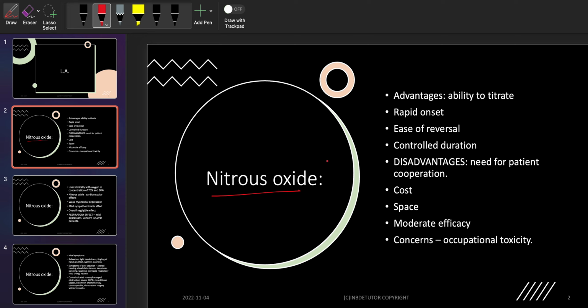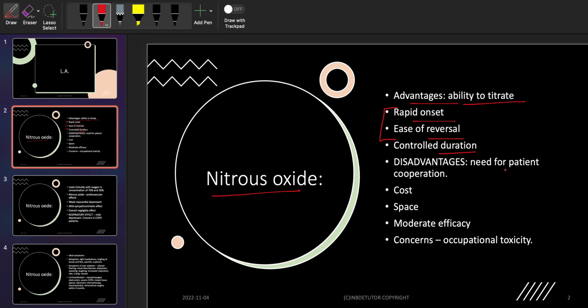Now, why does it have a rapid onset and an ease of reversal? Because nitrous oxide blood gas ratio is only 0.5. So if the blood gas ratio is low, which is 0.5 for nitrous oxide, any LA that has a low blood gas ratio will have rapid onset and recovery. And another advantage is controlled duration, means you can control the duration.